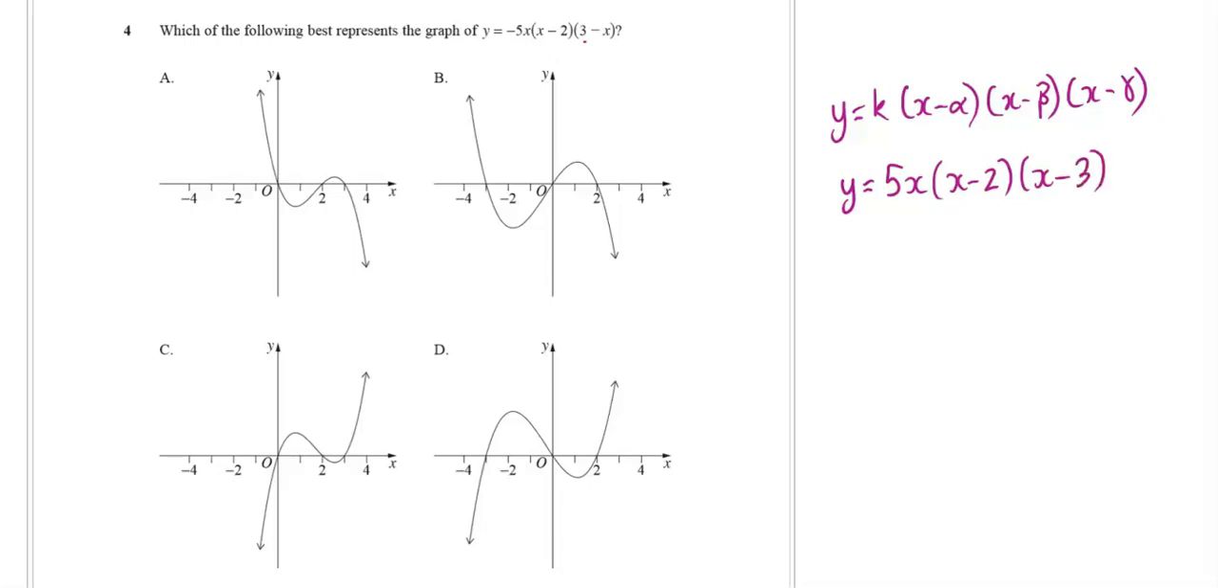Now I know that the roots are at x equals 0, x equals 2, x equals 3. And I also know that the coefficient of the x cubed is going to be positive 5, which means that as x goes to infinity, y goes to infinity. The answer is C.